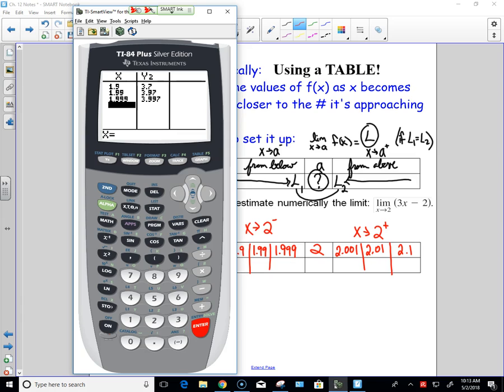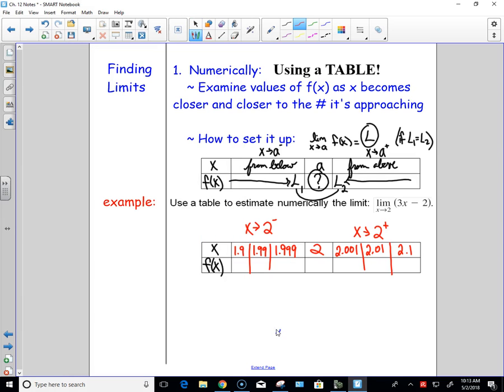If we were to plug into our table, we could say, all right, so we have 3.7, 3.97, 3.997. What if we added on another 9? I think it'd be 3.9997. So what do you guys think about the limit as x approaches 2 just from below? Does it look like 4? I think so.